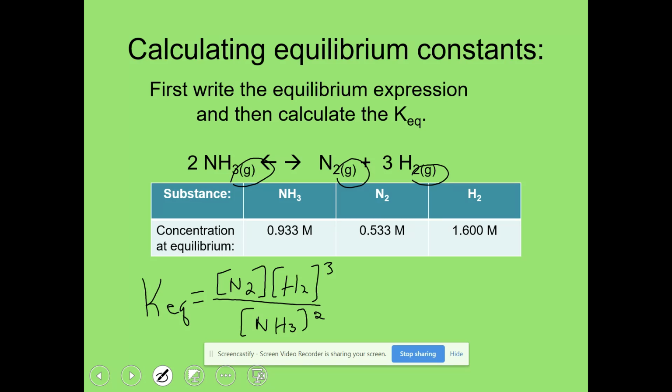Now, in this data chart, we have the concentrations at equilibrium. A future lesson is going to help us learn how to get these numbers if we're not given them. But in this particular problem, we're given these numbers, so we can just plug them in and calculate an answer. So we have 0.533 times 1.600.